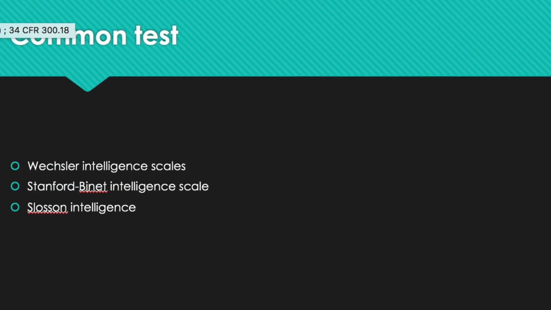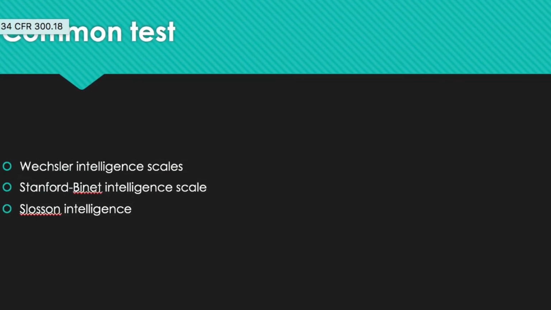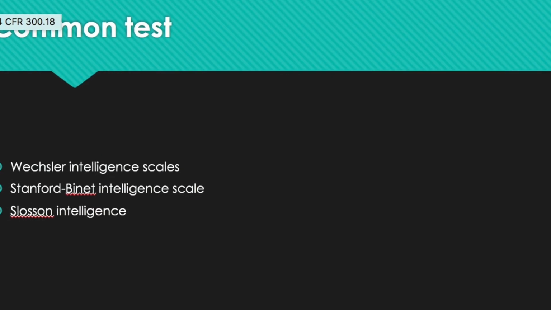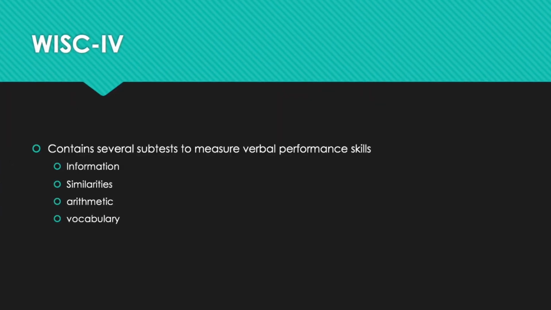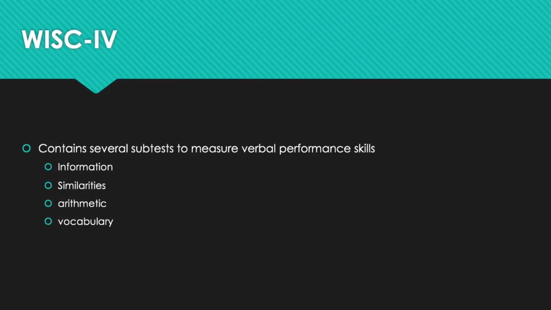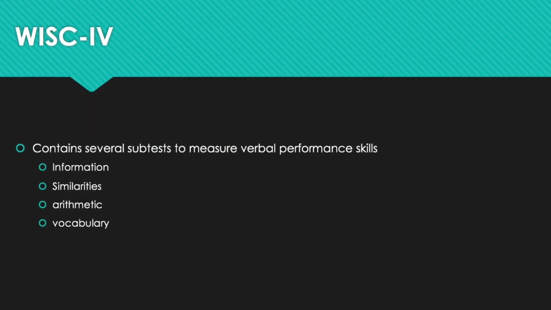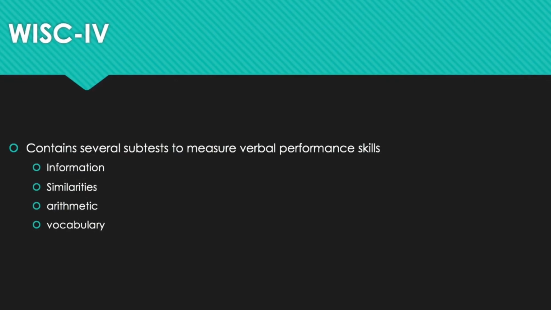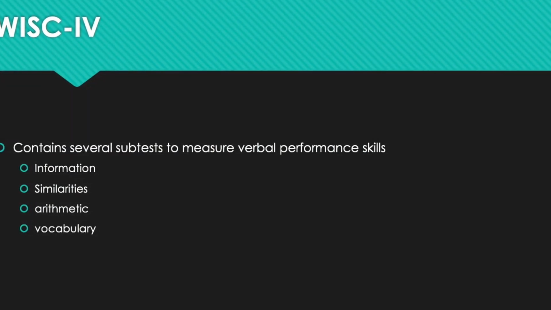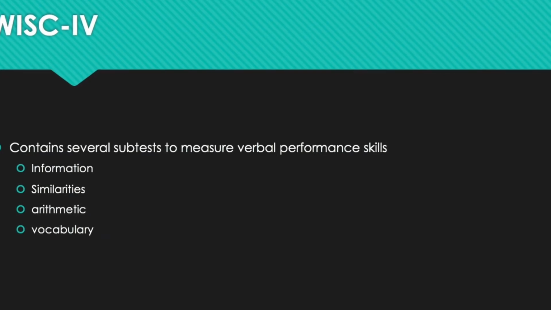Common tests include the Wechsler Intelligence Scales, Stanford-Binet Intelligence Scale, and Slosson Intelligence Scale. The Wechsler contains several subtests that measure verbal and performance skills, and also include information, similarities, arithmetic, and vocabulary.